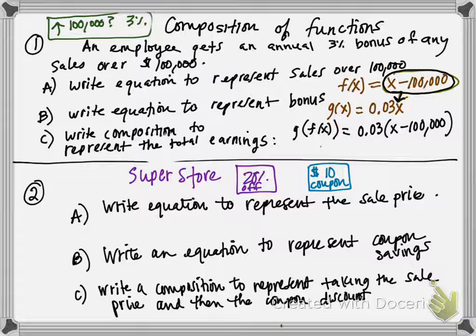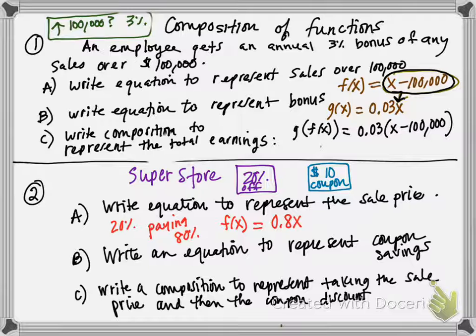For this next scenario, we have a store that has 20% off for the day, and then someone might also have a $10 coupon. For part A, we're going to represent an equation for the sale price. If something is 20% off, then essentially you're going to be paying 80% of the price, right? So in order to represent the sale price, 80% would be 0.8, so that would be 0.8x.